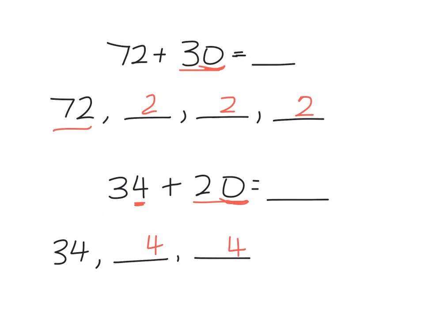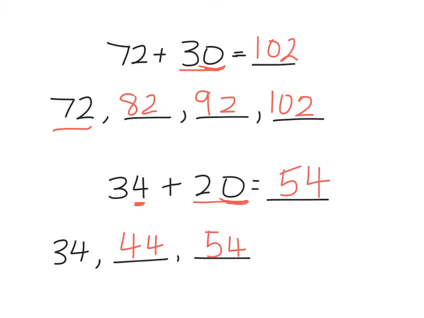Let's do some skip counting up the top to figure out what 72 plus 30 is. 72, 82, 92, 102. So 72 plus 30 is 102. Let's solve the next problem. 34 plus 20. 34, 44, 54. So 34 plus 20 is 54.